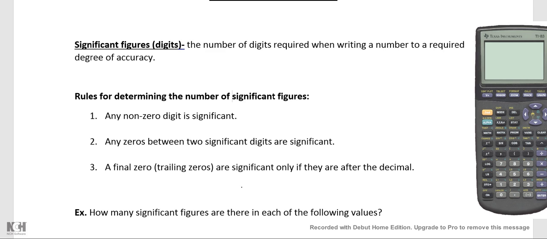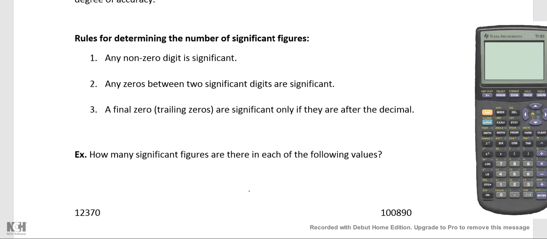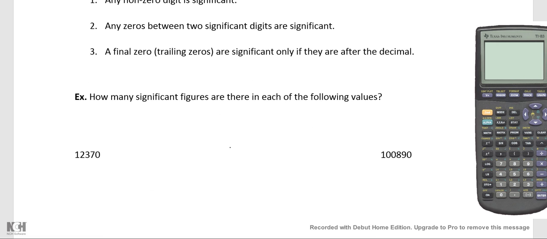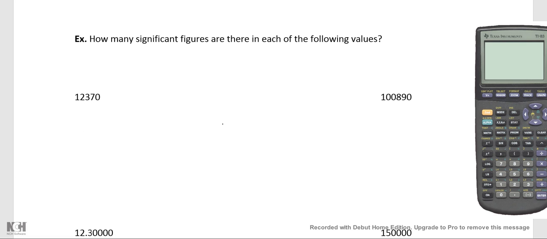A final rule, any trailing zeros are significant only if they are after the decimal point. So a number like 100, the 2 zeros are before the decimal, so they don't count as significant figures. But a number like 9.00, the 2 zeros count as significant because they follow the decimal point. So again, the easiest way to learn these things is just by seeing a few examples.